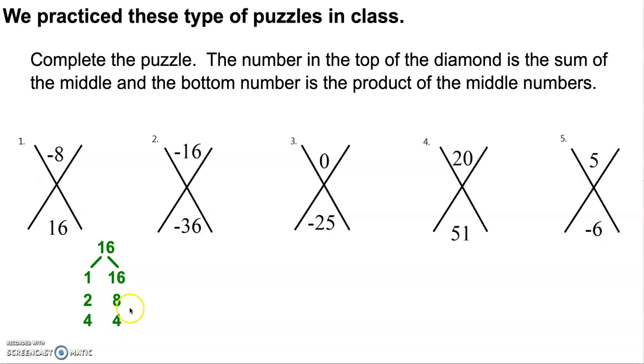Now I have to look at these factors and figure out a combination of those that would get me a negative 8 when I add them. Well, a 4 and a 4 would, as long as they're both negative. So let's check our work. Negative 4 times negative 4 is a positive 16. Negative 4 plus negative 4 is a negative 8. I want you guys to complete 2, 3, 4, and 5 using that factor tree for that bottom number.